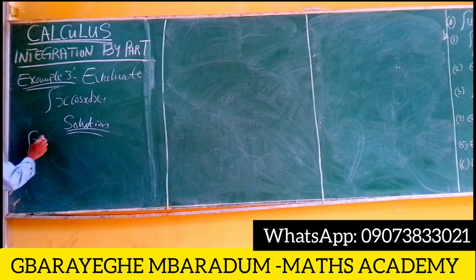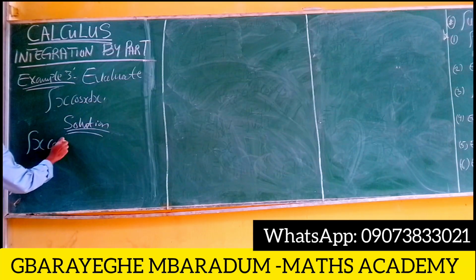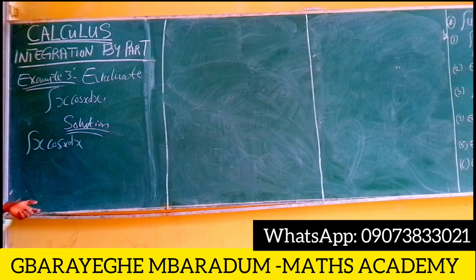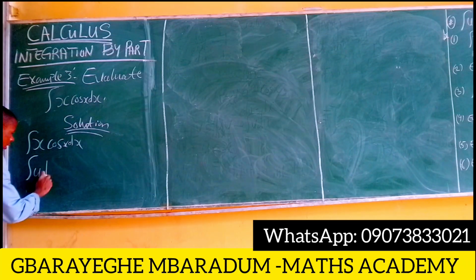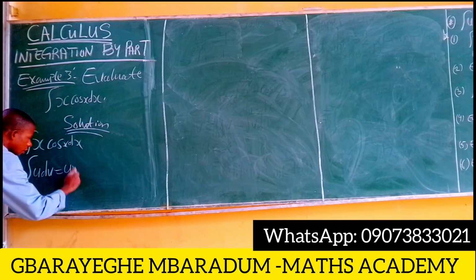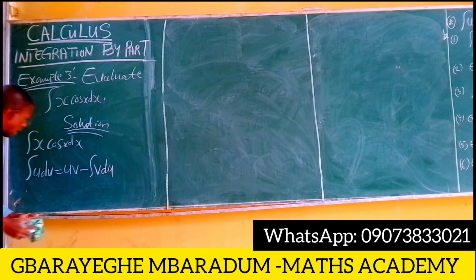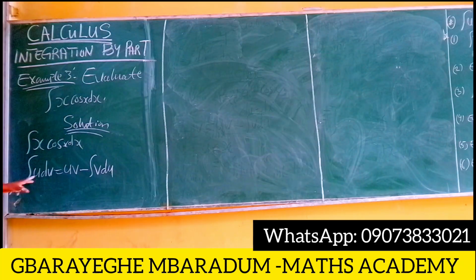They gave us an exponential integral of x cos x dx. Now the secret is, look at the formula, we know that the integral of u dv equals uv minus the integral of v du. Now, the major thing is for you to identify key parts in this formula. The key part is like our u is the function that we are going to differentiate, the function that is very easy for us to differentiate, while our dv is the function that we are going to integrate to get v.